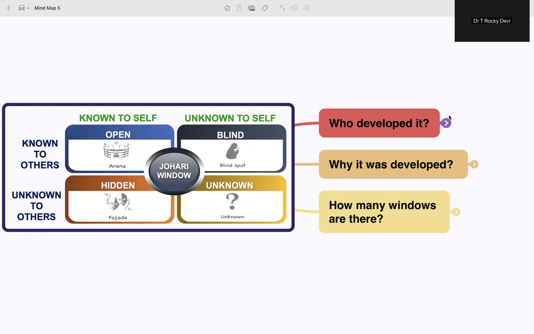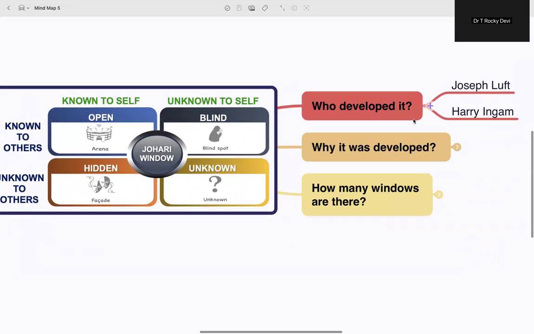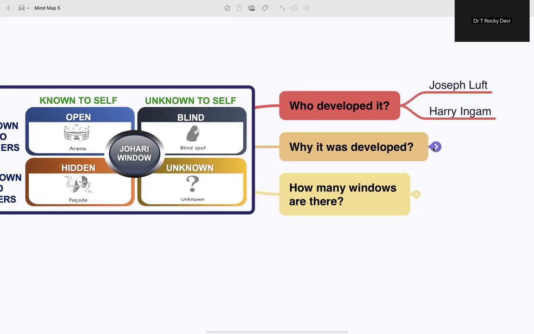When we say who developed it, there are two persons, named Joseph Luft and Harry Ingham. Based on their first names, Joe and Harry, they call it the Johari window. And why was it developed? What is the purpose of this particular window?